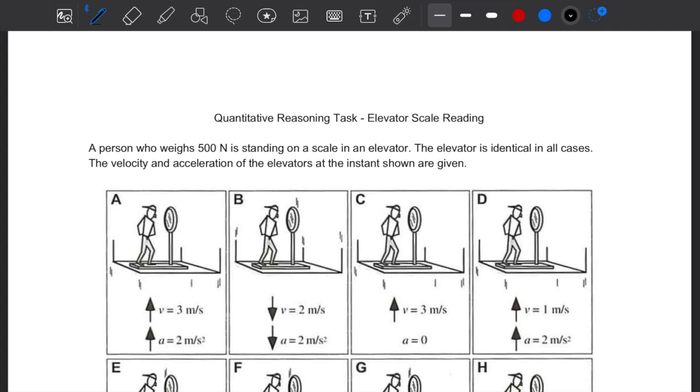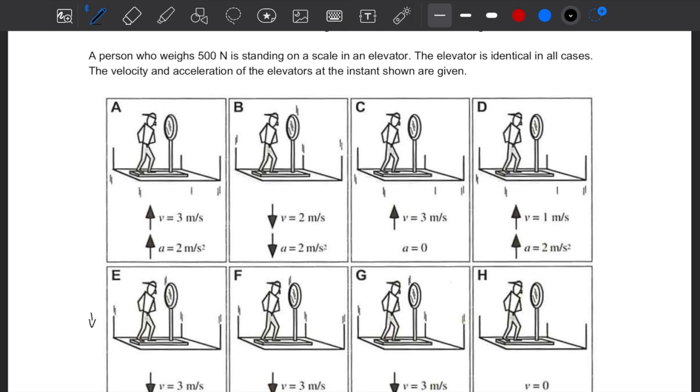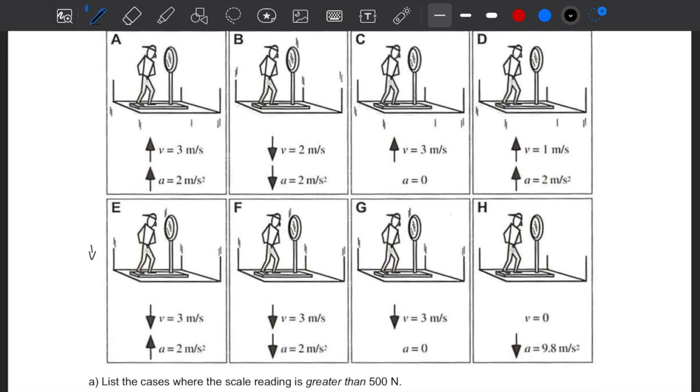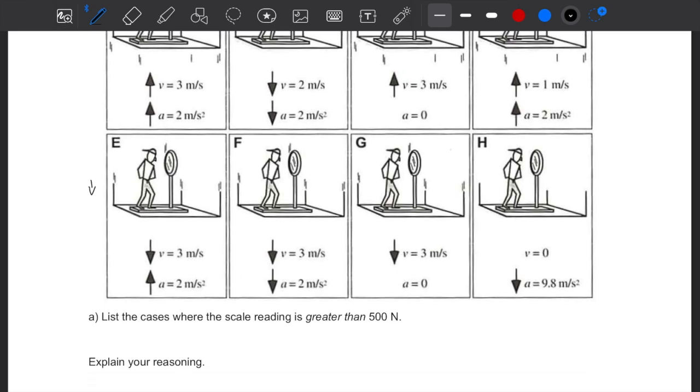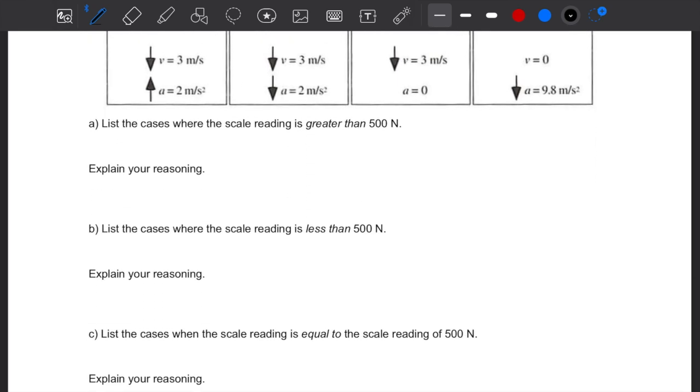Let's take a look at our first warm-up. We've got a man standing on a scale. On a bathroom scale, we know the only forces acting on him are the force of gravity and force normal. The directions are going to ask us to decide, does the scale say more than his weight of 500 newtons, the same as his weight, 500 newtons, or less than his weight of 500 newtons?